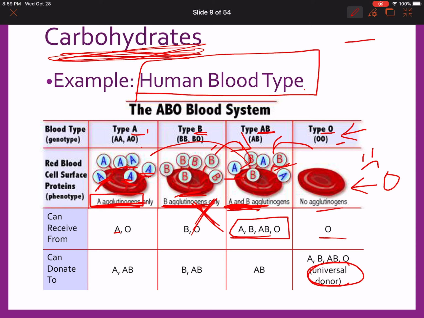Now notice I'm not telling you anything about positive and negative. Whole different conversation. Proteins, a little bit more complicated. Yeah, not going there. This is just A, B, and O. All right? Anyway, that was a fun aside.